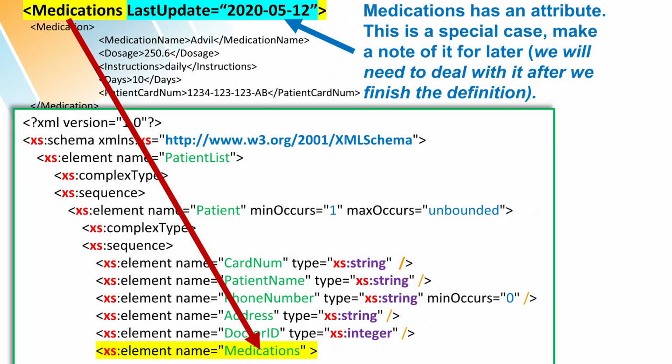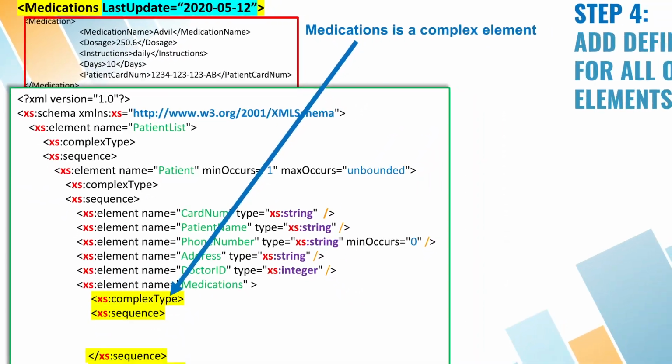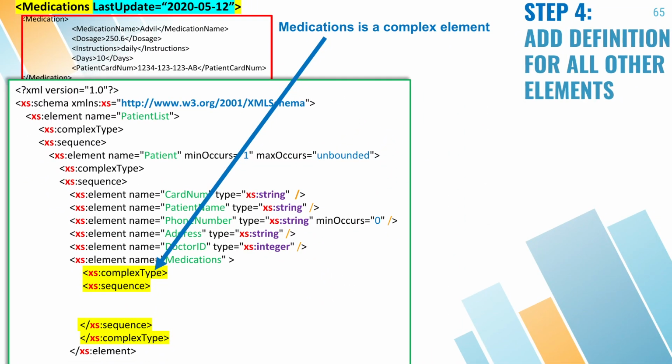As the medication list will hold other elements, this means it is a complex type. However, it's a bit different than the other cases we've seen so far due to this last update attribute. For now, we'll make a note about this special case and deal with the last update attribute after we have defined the medications element and everything inside it. Let's start by defining the medications element and make sure to also include the closing tag. Medications is a complex type, so we need the complex type and sequence elements. Don't forget to also add those closing tags.